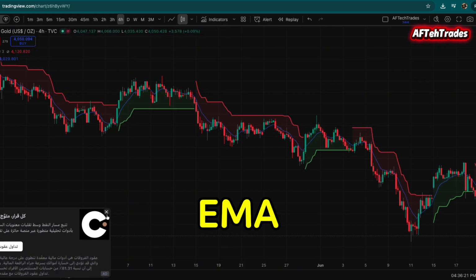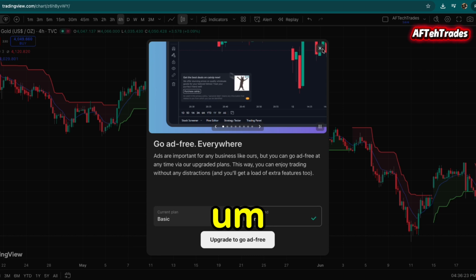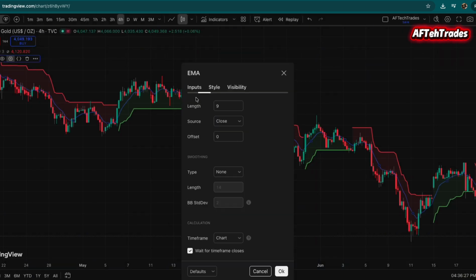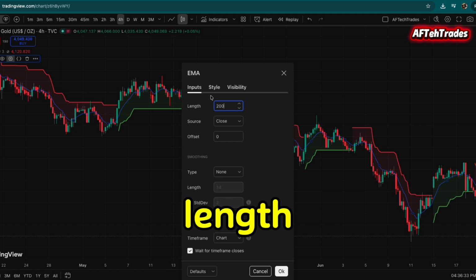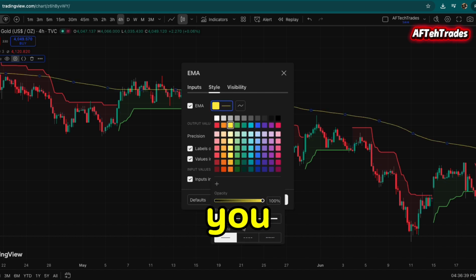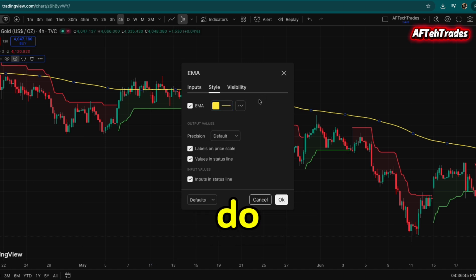Then you come to your EMA and you click on the settings also, and what you do is change this length to 200. Okay, you change the length to 200. The style, you can change this color to any color of your choice. I like using yellow here, and you can increase the thickness so that it will be very bold on your screen. Okay, we don't want to make any mistake.